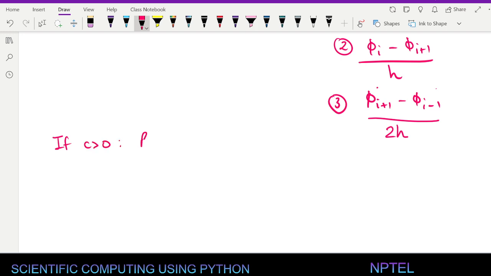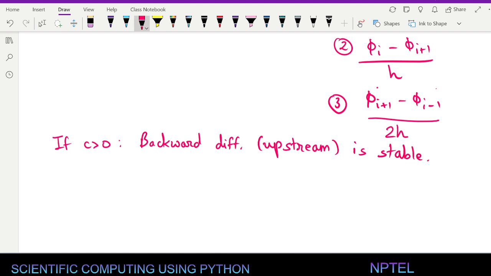And it turns out if c is positive, this upstream backward difference is good. By that I mean it's stable for some delta t. And that delta t is what you would expect: the shift that will happen if delta t is such that the shift is equal to one grid point. So it will be just delta x divided by c.